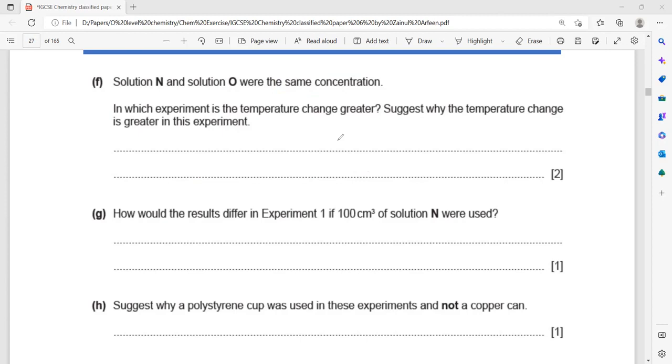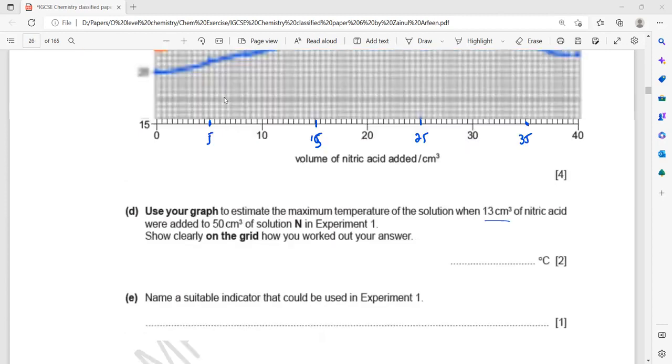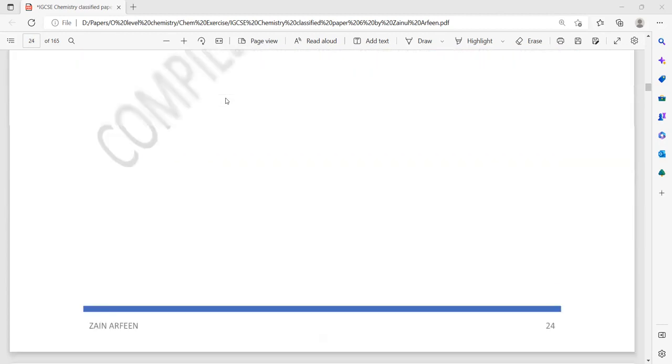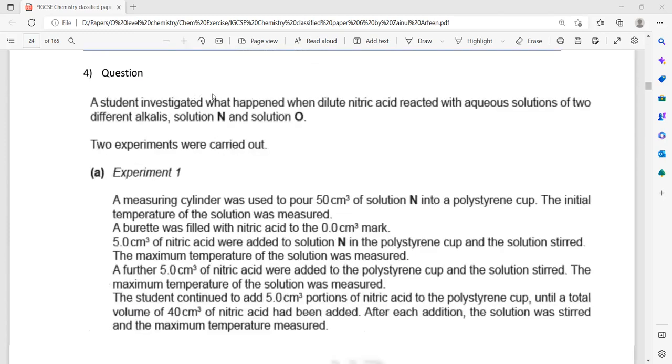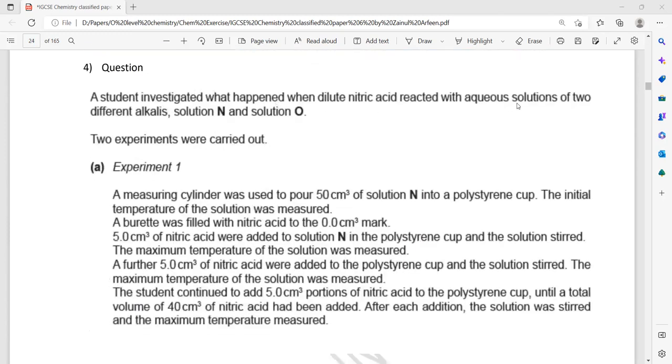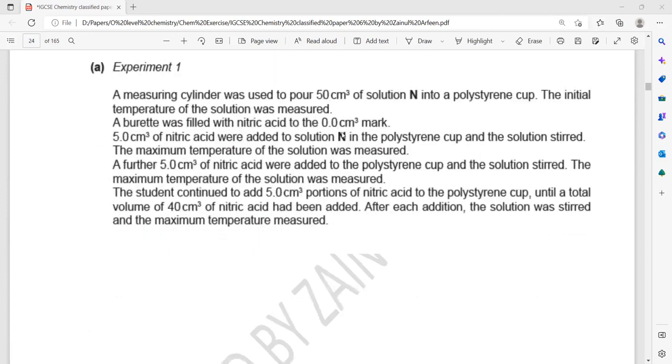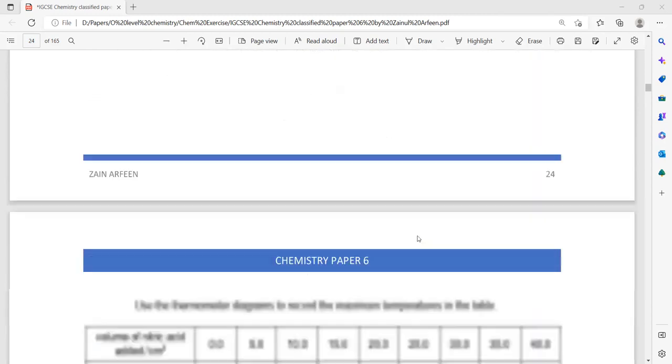When you check the question, a student investigated what happened when nitric acid reacted with an aqueous solution of two different alkalis, N and O. He took 50 cm cube of N and poured it into a polystyrene cup, and then he reacted it with an acid.